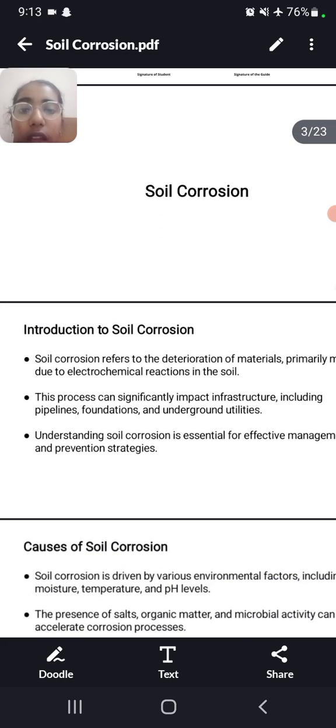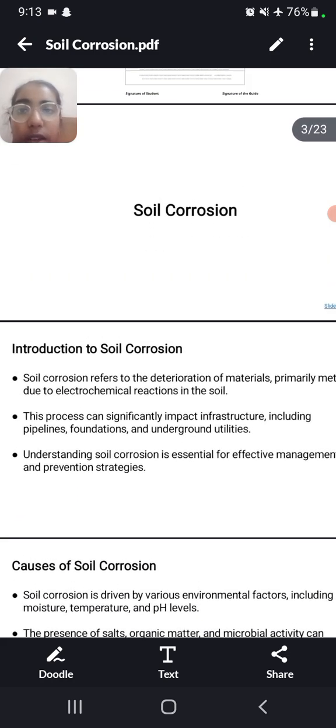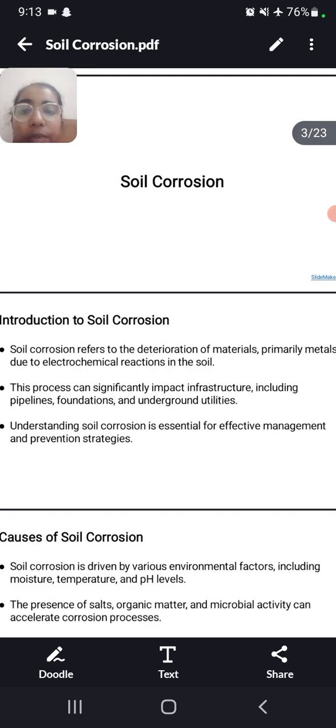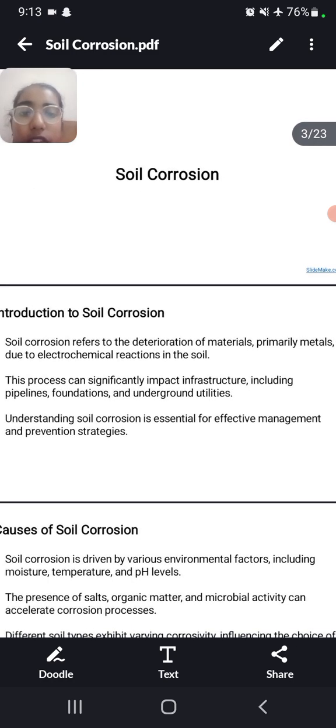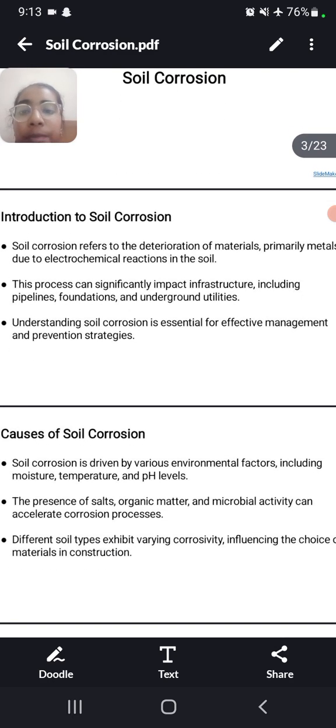Today I am going to talk about soil corrosion. Introduction to soil corrosion. Soil corrosion refers to the deterioration of materials, primarily metals, due to electrochemical reactions in the soil. This process can significantly impact infrastructure, including pipelines, foundations, and underground utilities. Understanding soil corrosion is essential for effective management and prevention strategies.